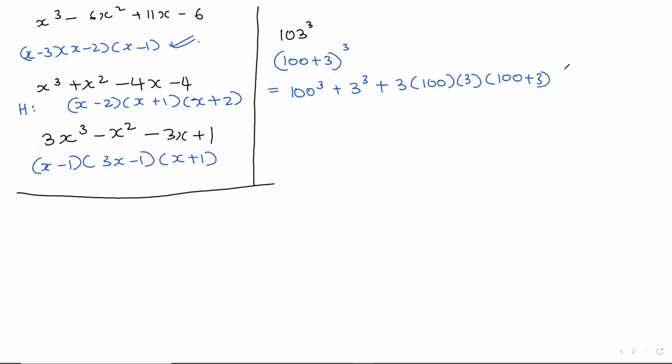Okay, x cube plus y cube plus 3ab into a plus b. All right. So you have to just solve this.